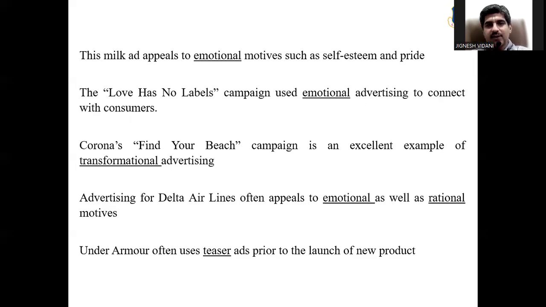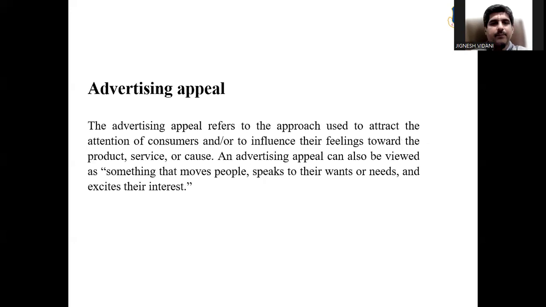The milk ad appeals to emotional motives such as self-esteem and pride. The Love Has No Labels campaign uses emotional advertising to connect with consumers. Corona's Find Your Beach campaign is an excellent example of transformational ads. Advertisement of Delta Airlines often appeals to emotional as well as rational motives. And Under Armour often uses teaser ads prior to launch of a new product.